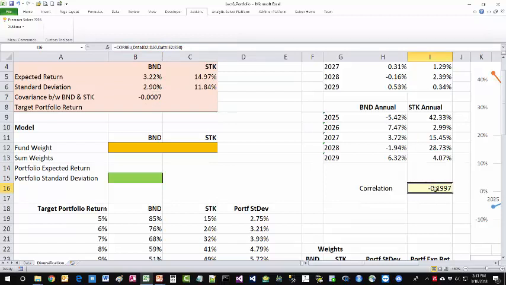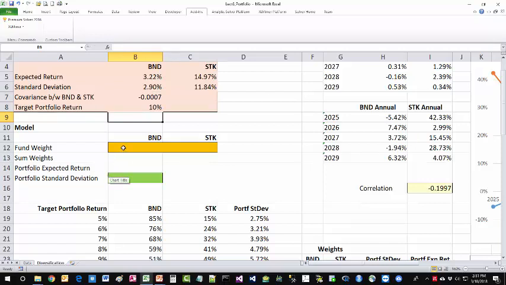Correlation is a unitless measure between negative 100% and positive 100%, or negative 1 and positive 1. So it's easier to interpret and it's used much more than the covariance. But the covariance is needed here because it's in the actual units that the problem is posed in. The target portfolio return is simply 10%. That should have already been in here, but somehow disappeared.